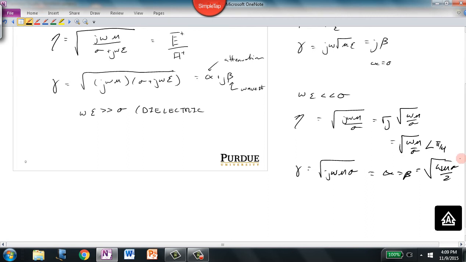And these results show us that in this case, the E field leads the H field by pi over 4 radians or 45 degrees. The intrinsic impedance also increases with frequency, and both the attenuation constant and the phase constant are going to increase with frequency. And these are the properties of materials that we typically call conductors.